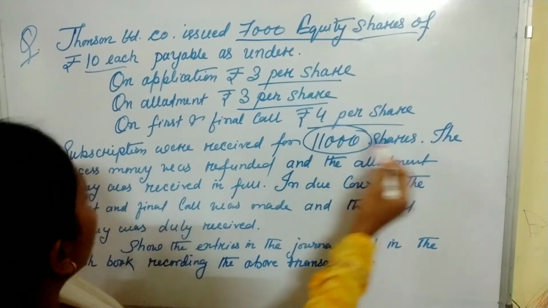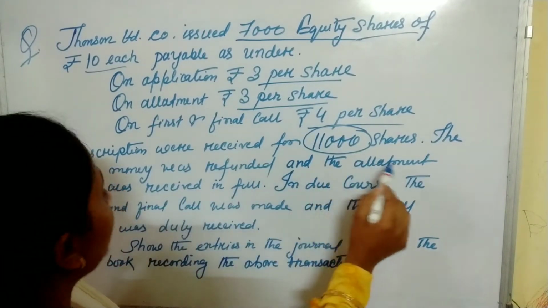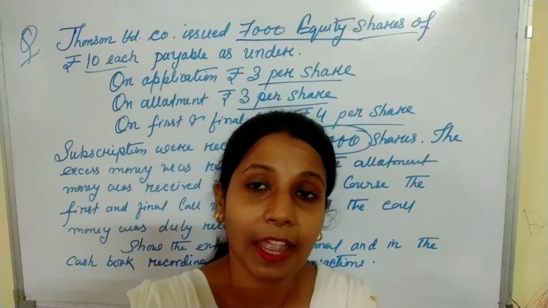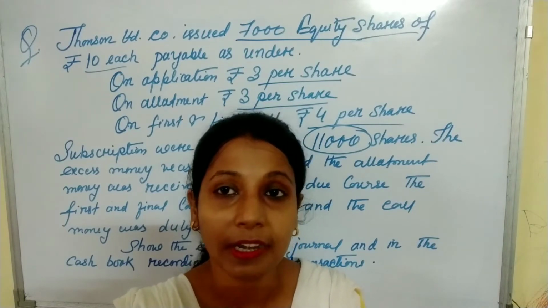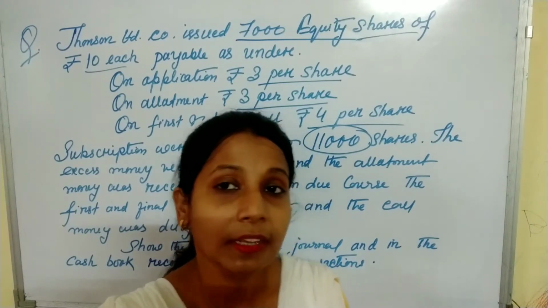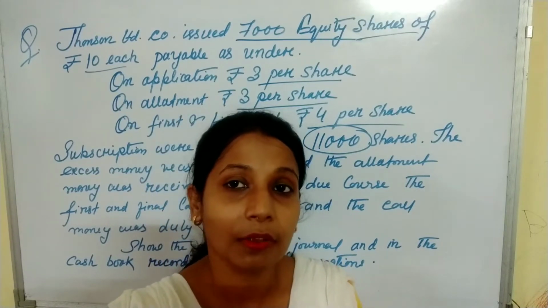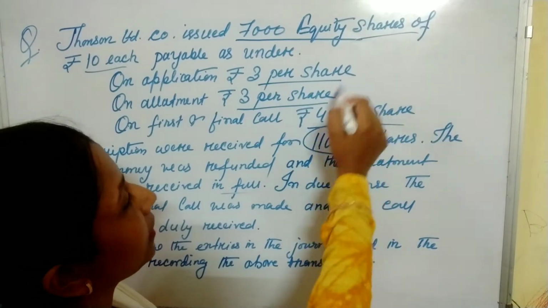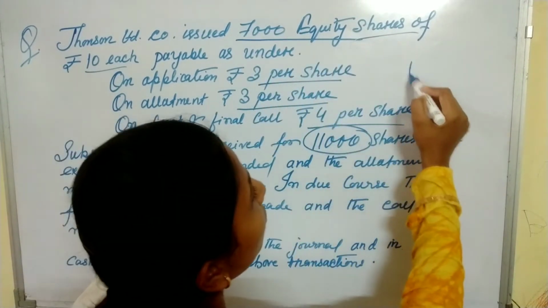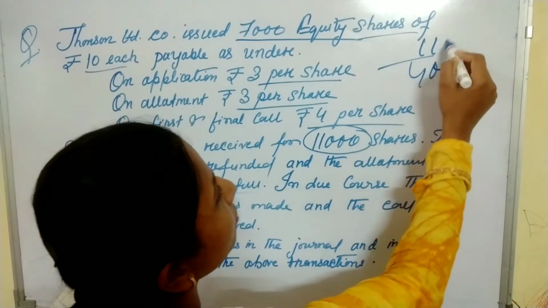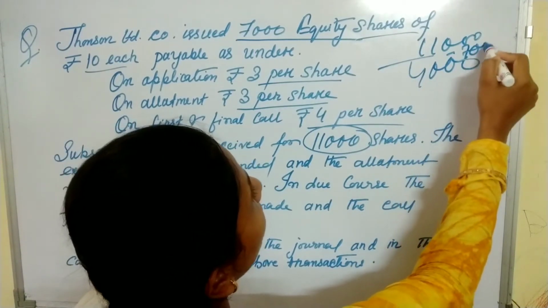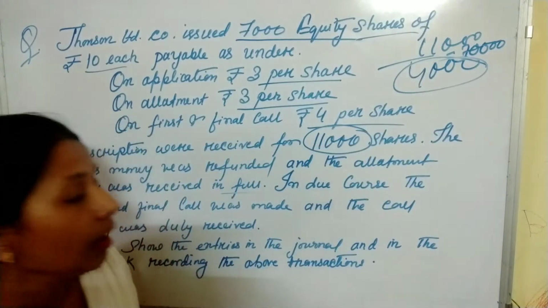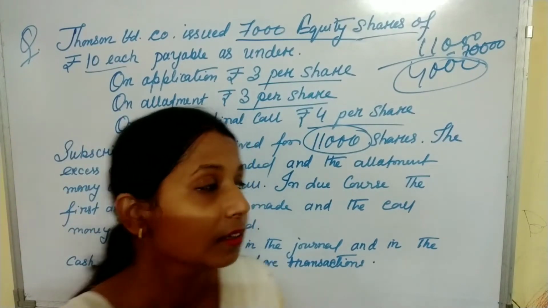Well, the excess money was refunded and the allotment money was received in full. So what has the company done? The company has rejected and refunded the excess application money, and then the company made allotment and the whole allotment money was received. Now what is the excess application money? That is 4,000, our 11,000 minus 7,000. 4,000 shares were refunded and rejected by the company.